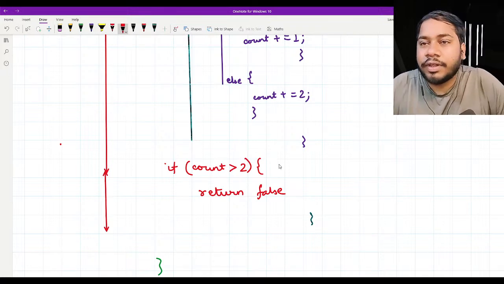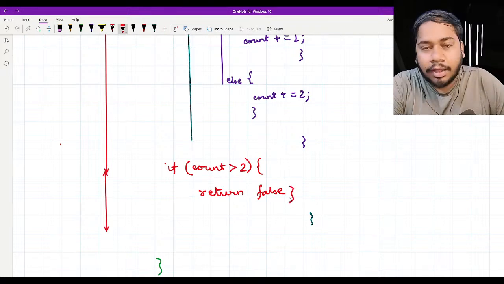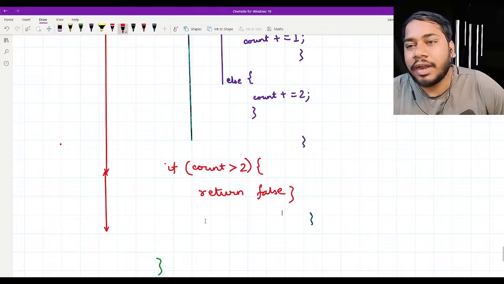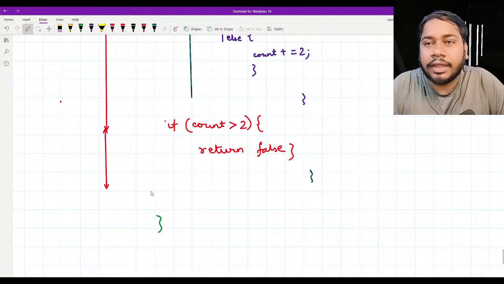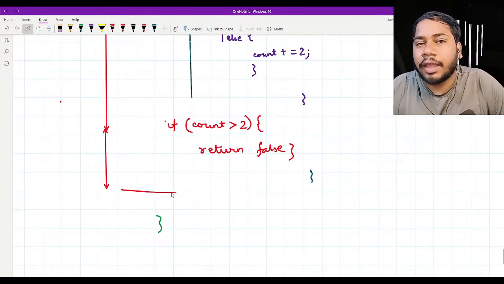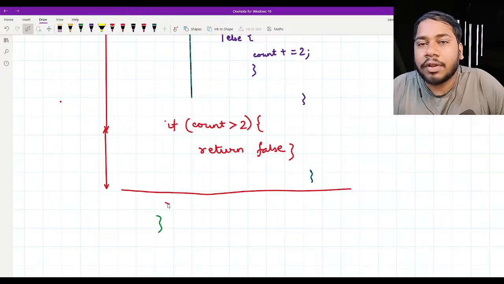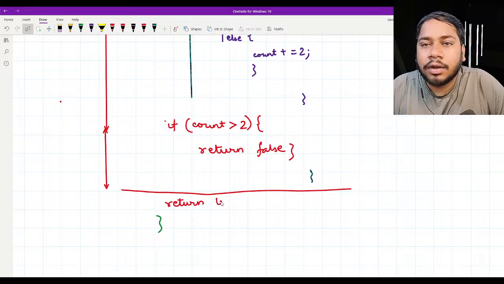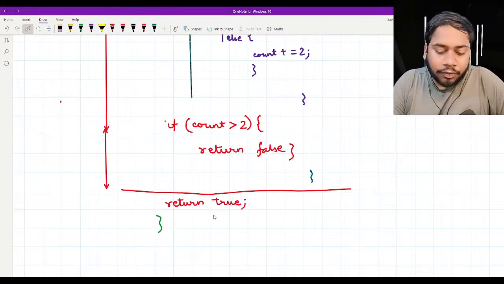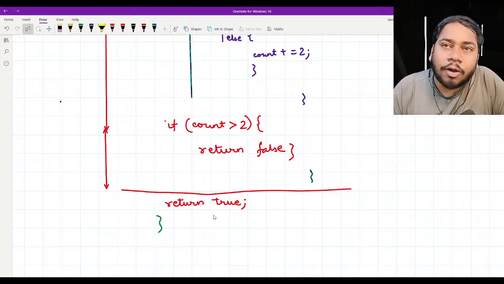Just close it here. And till the for loop has ended, if we have not received anything, then after this, here the for loop is ending. After the for loop is ending, we can return true. Understood? So this is how we can optimize the code.